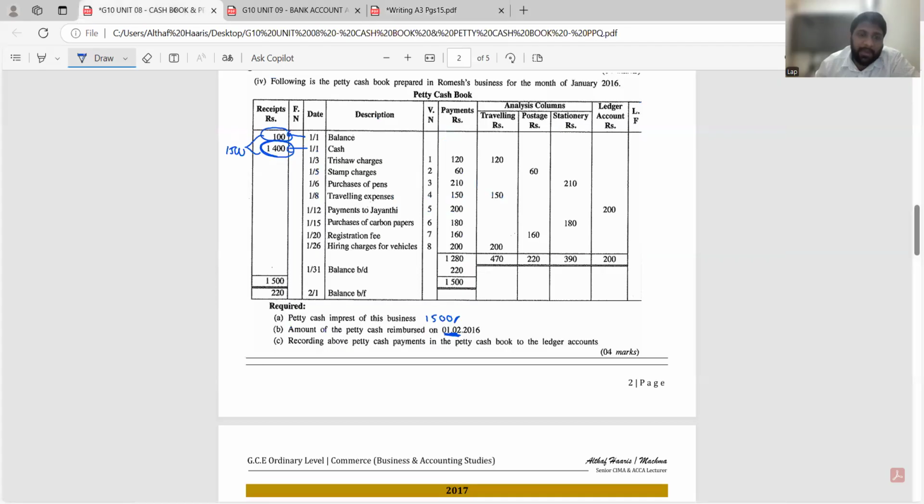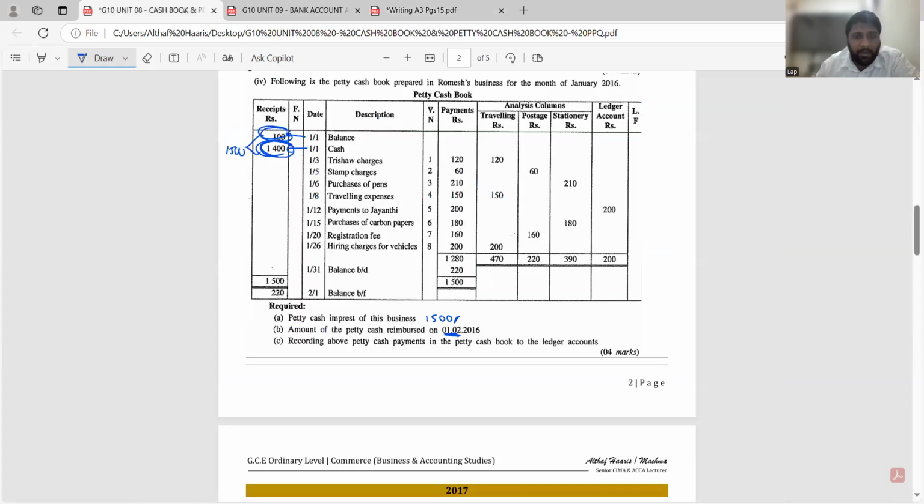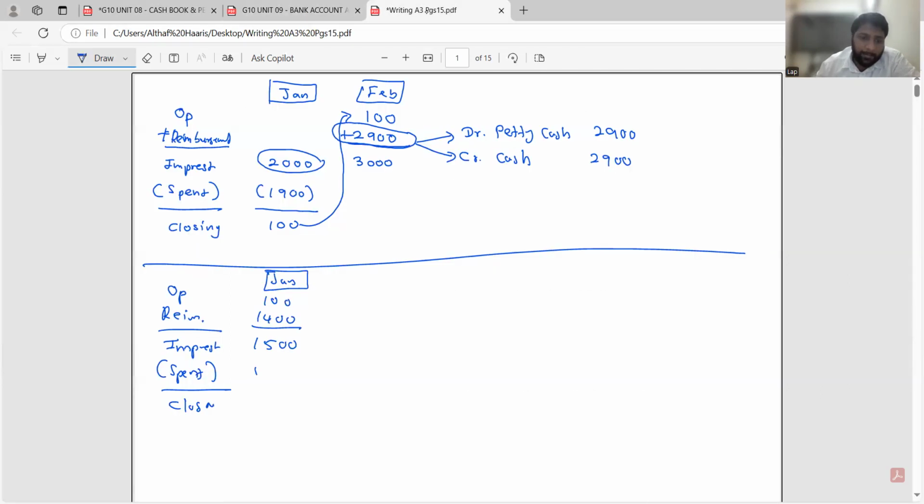Opening January 100. Reimbursement 1400. So you had an imprest of 1500. From this, during the month, totally you have spent 1280 in payments. Then at the end of the month, you have 220. This closing 220 will be the opening for the next month, February.